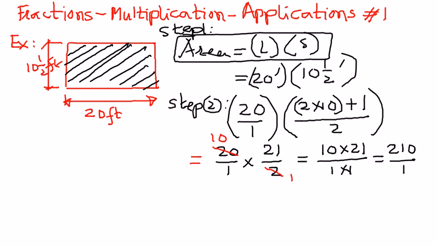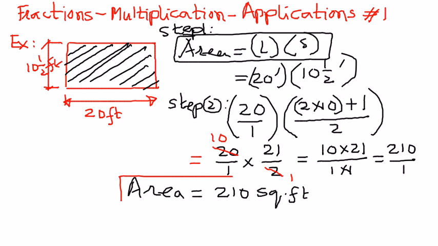So therefore the answer is 210 square feet. The area of the room, which has a long side of 20 feet and a short side of 10.5 feet, is 210 square feet. The area of your room is 210 square feet. This is a practical application of multiplication of fractions. Let's take another example.